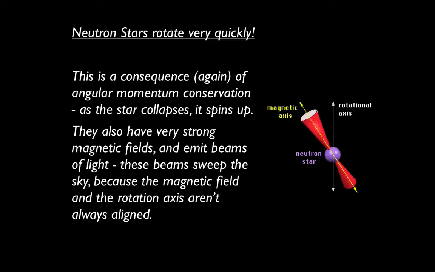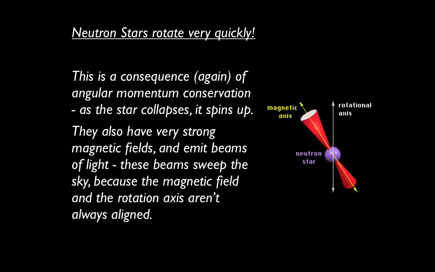The other exciting thing about neutron stars is that they rotate extremely quickly. This is a consequence, if you think about it again, of angular momentum conservation. The core of the star starts off large and collapses under gravity, and as things collapse, their size decreases and they spin up. So any rotation that they had initially just gets amplified by the stellar collapse. So as it spins up, it starts rotating faster and faster.